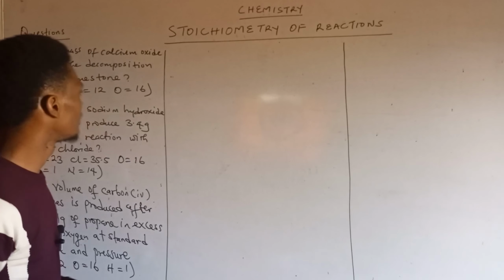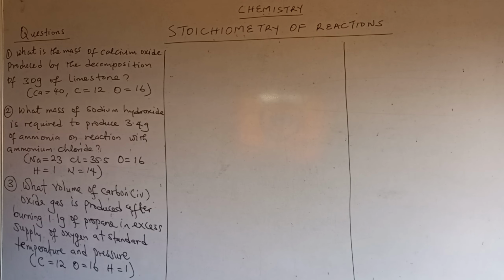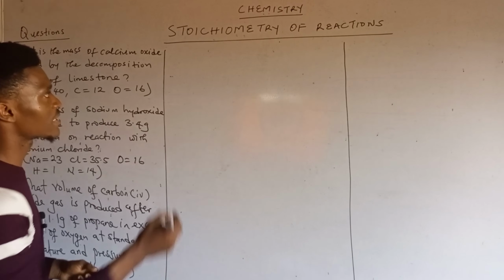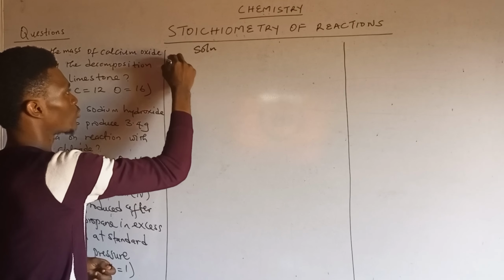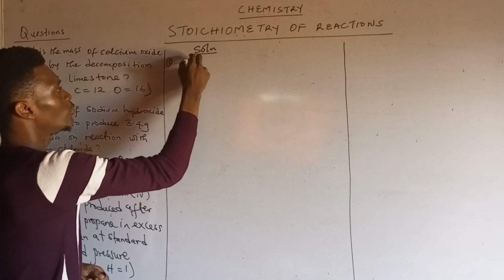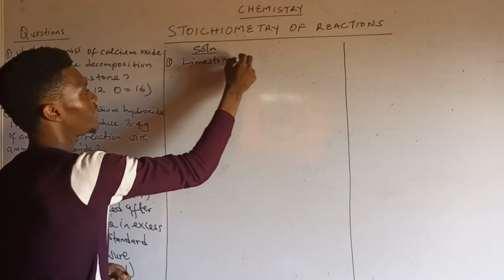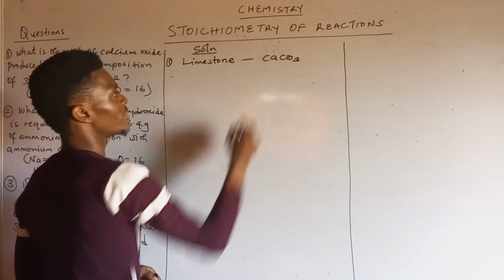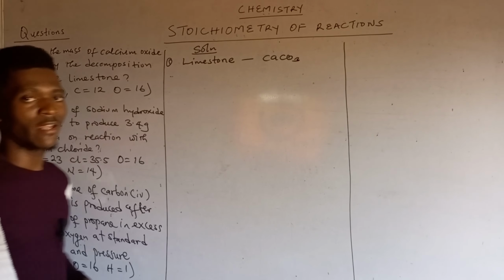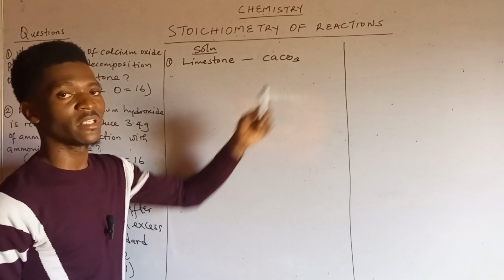The first question is, what is the mass of calcium oxide produced by the decomposition of 30 grams of limestone? We are told to calculate the mass of calcium oxide that will be produced by the decomposition of 30 grams of limestone. The question is, what is limestone? Solution to question 1. Limestone has the formula CaCO3, which is calcium carbonate, or by the IUPAC name, calcium trioxocarbonate(IV).